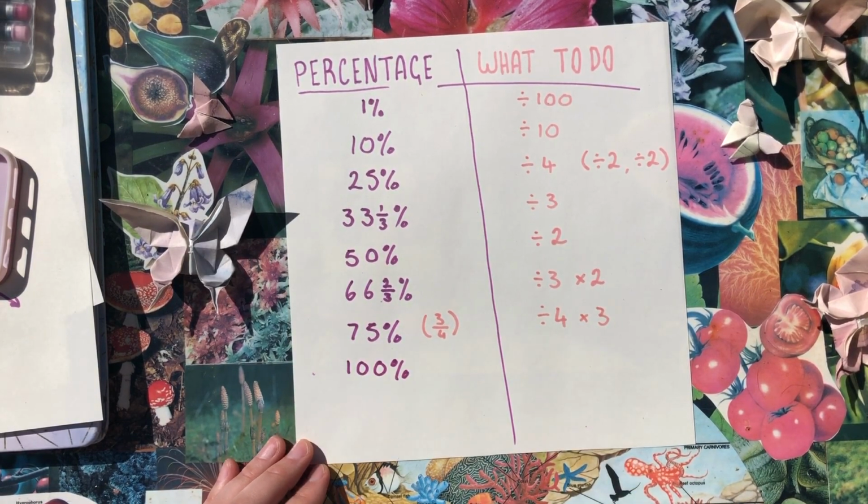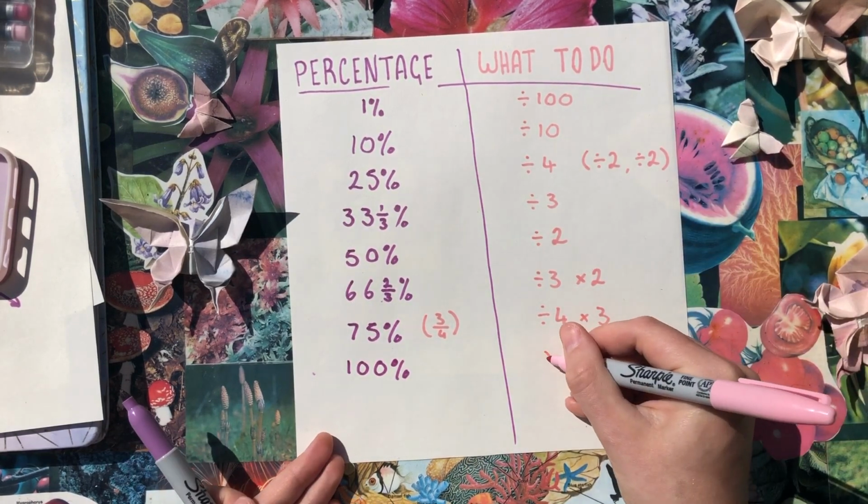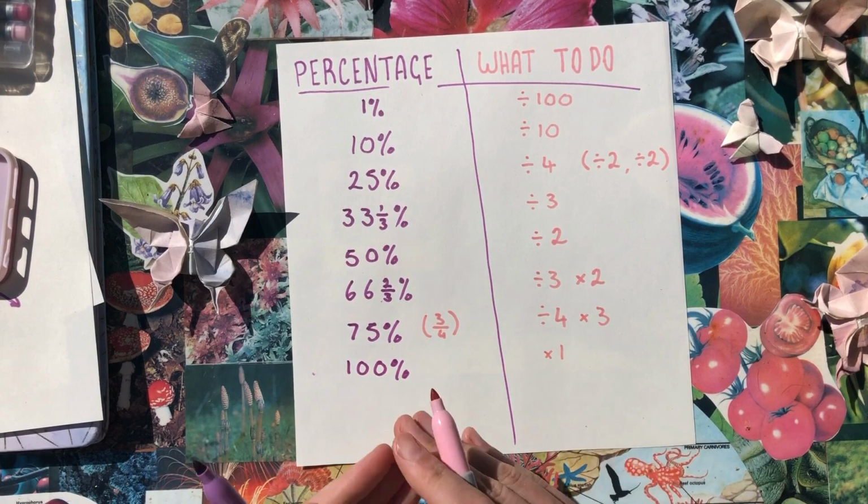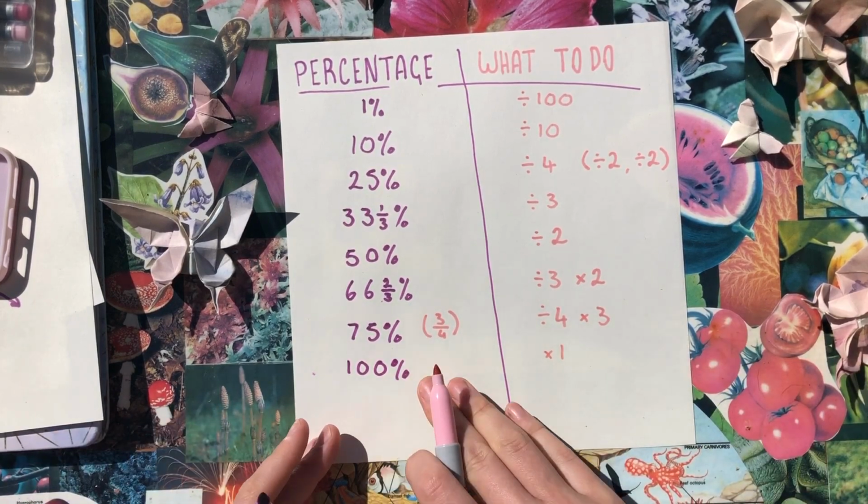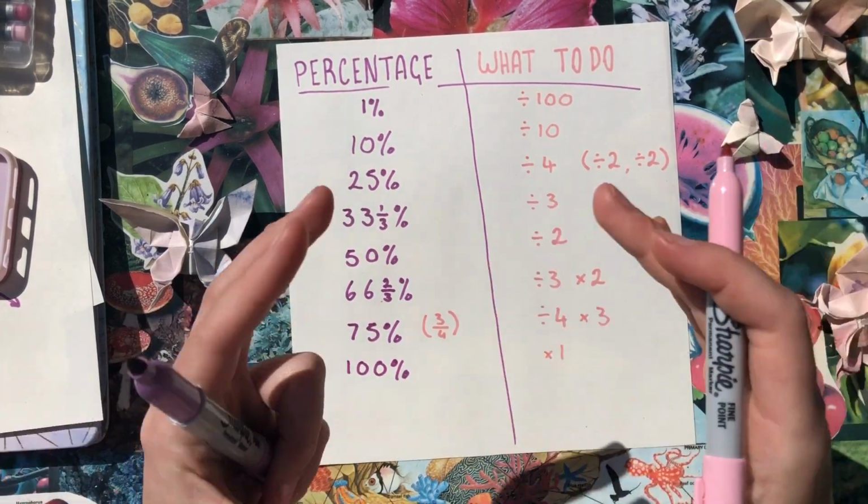100%. And that's the full thing, that's everything. What would you do for 100%? I mean, times by 1, divide by 1, we're both good at basically nothing. 100% of something is the whole thing. You've got all of it.